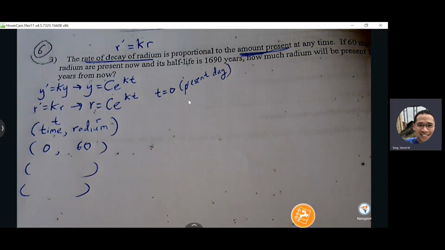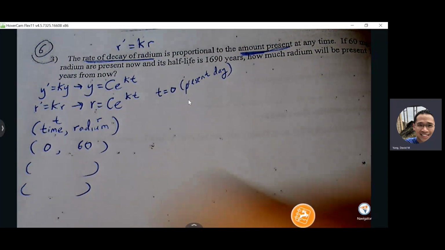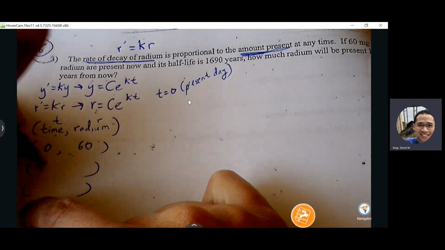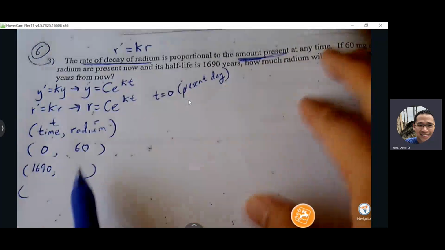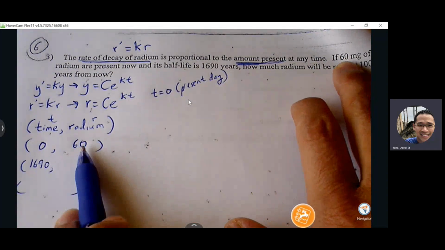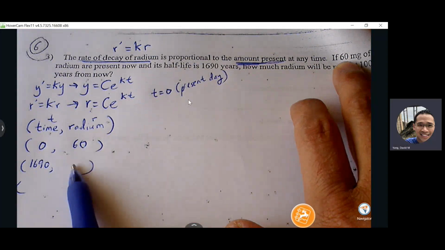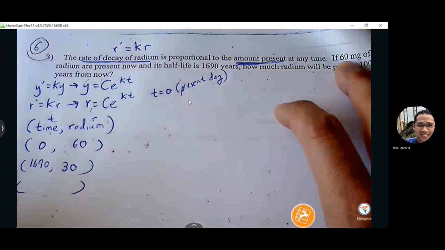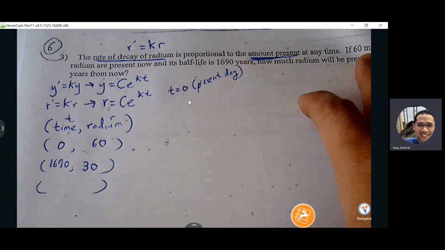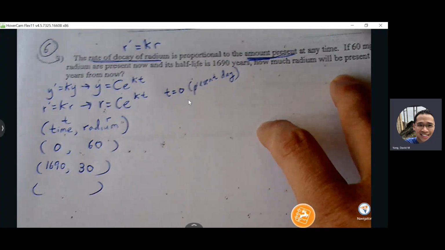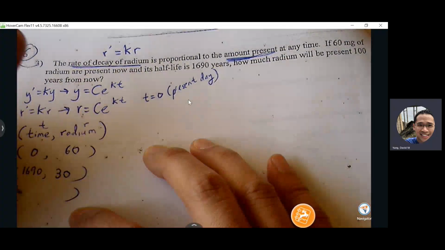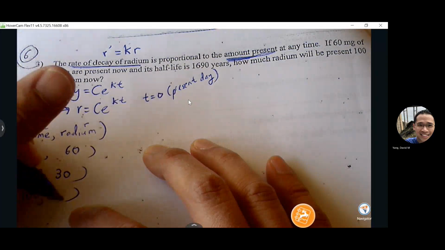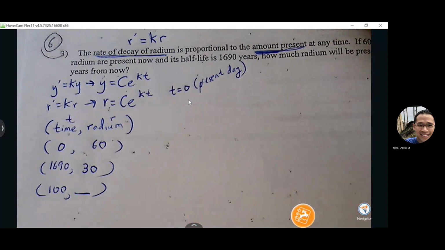Okay. Its half-life is 1,690 years. So that means 1,690 years from now, how much radium is going to remain? 30, right? Half-life. So we know that that amount will be cut in half. Half of 60 is 30. So now it's asking how much radium will be present 100 years from now. So 100 years from now, what is the amount of radium?